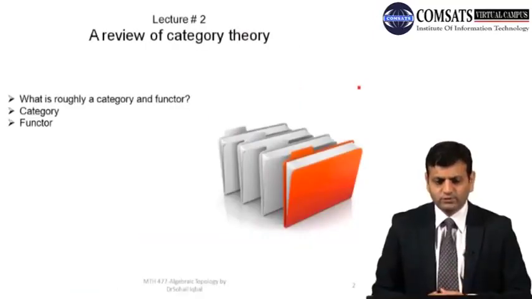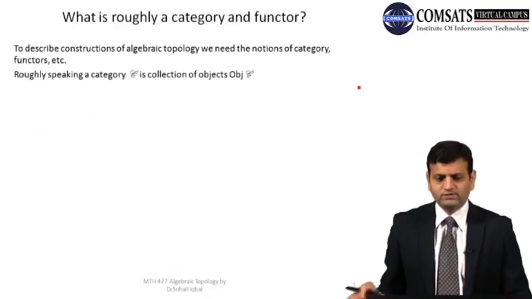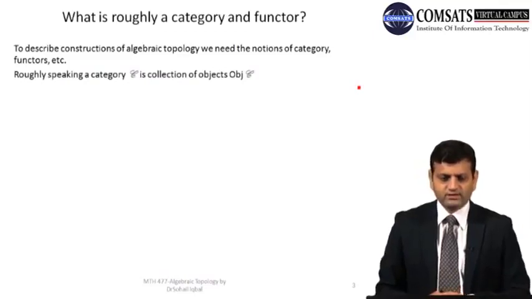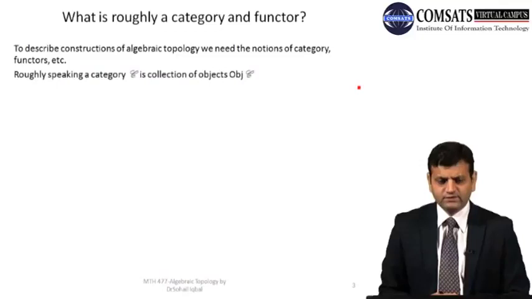So the main aim of this course is to study what is a category and what is a functor. So let's have a look at what a category roughly is. We'll be using categories and functors throughout our course of Algebraic Topology. This is a kind of language that we need to learn to understand the structures of algebraic topology. So let's see what is a category. To describe constructions of algebraic topology, we need notions of category and functors.